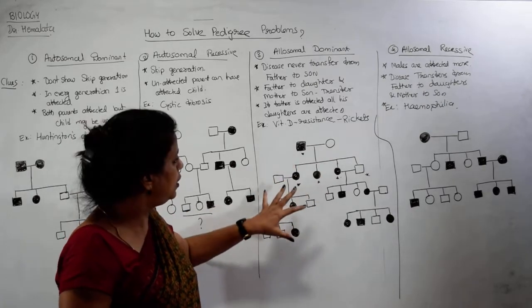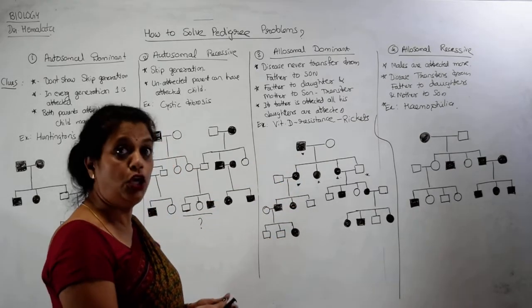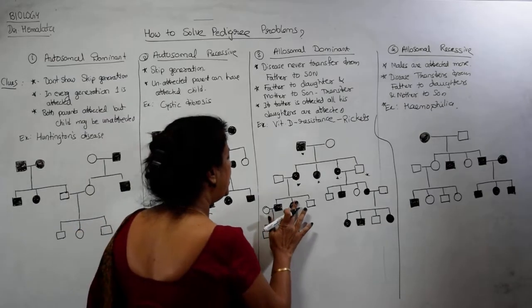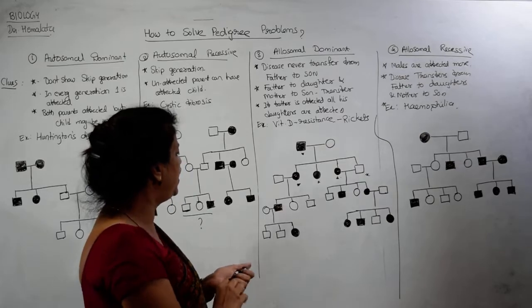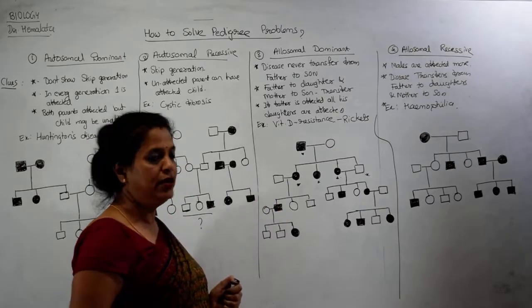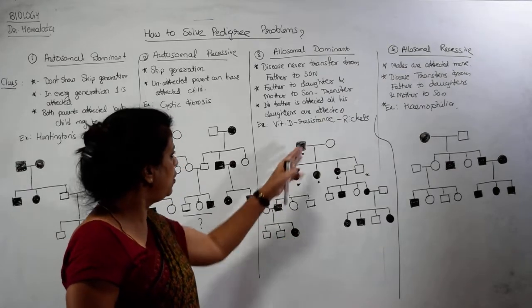The clue you have to get. What is the clue? Father affected, he transferred it to the daughters. Right? Here mother affected, here it should be clear. If mother is affected, she will transfer the disease to the son. Then father affected, he transfers it to the daughter. This is the way you have to identify.